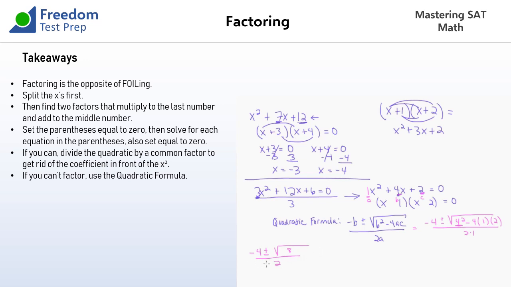Okay, now we can reduce this. This number here over 2 is going to be negative 2, plus or minus the square root of 8, we can just leave it as square root of 8 over 2, or we're getting into, well, you know what? I'm just going to leave it there.